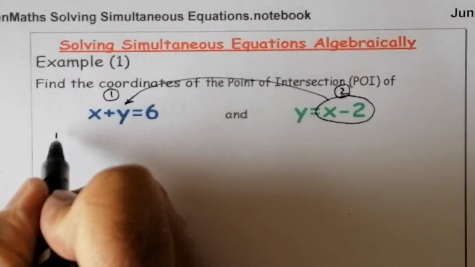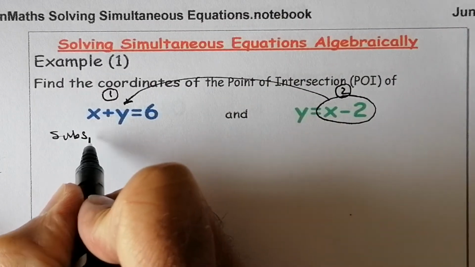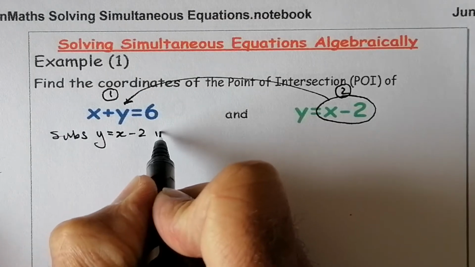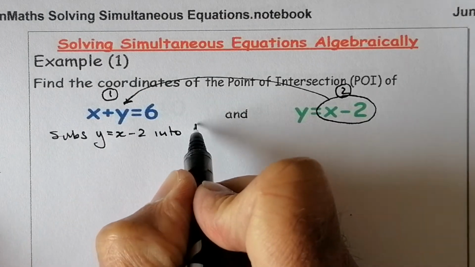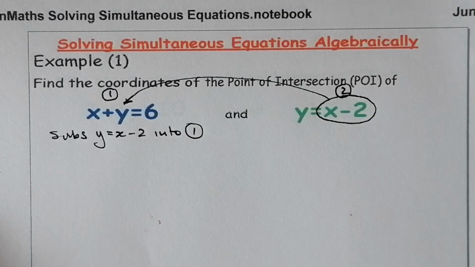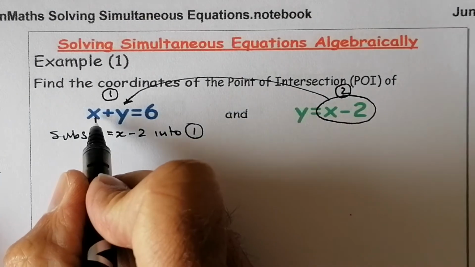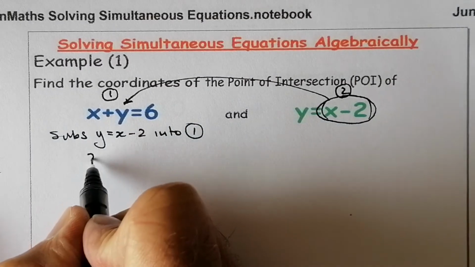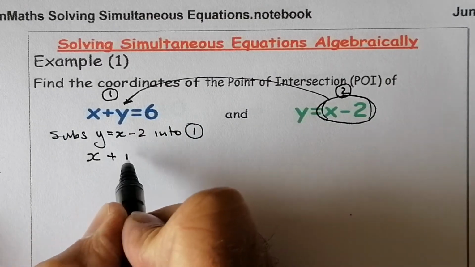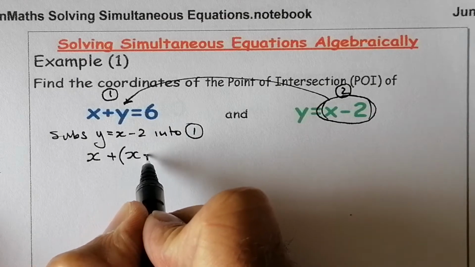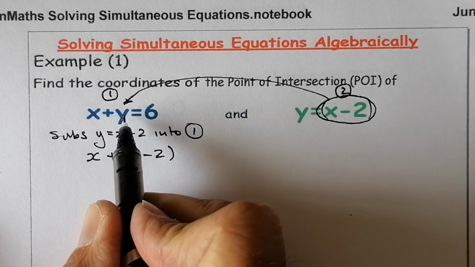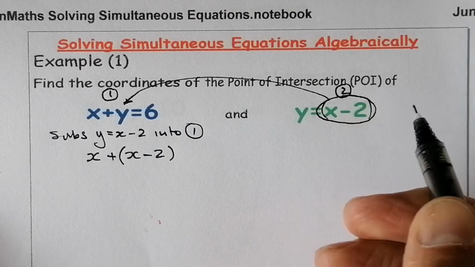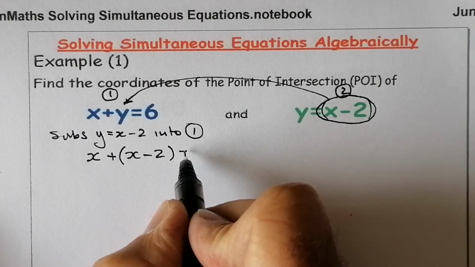So I'm going to substitute y equals x minus 2 into equation number 1. So I've got x there, and I'm going to put that as if it's in a bracket, and I've got x plus, and that's going to be x minus 2, because I'm replacing y with x minus 2, because I know y equals x minus 2, and that equals 6.